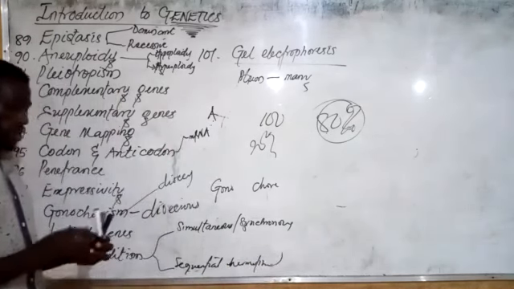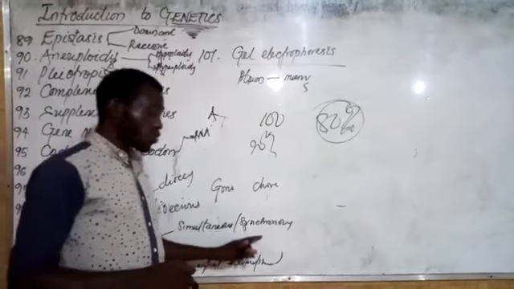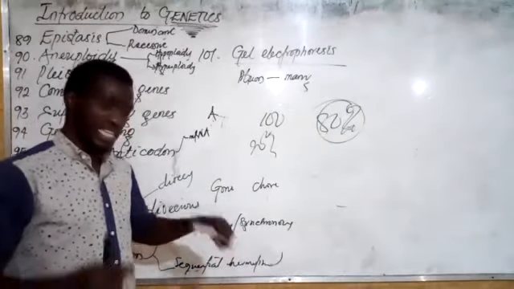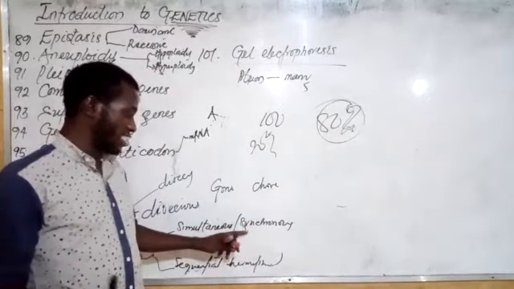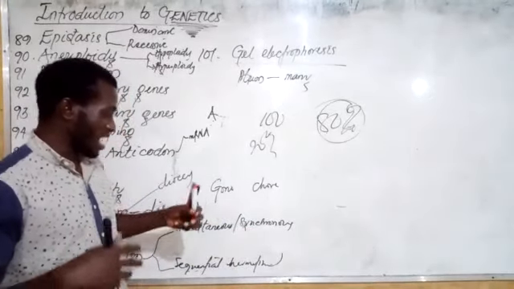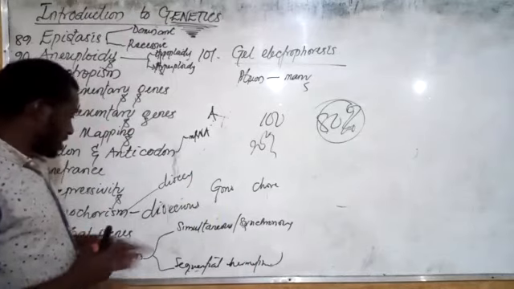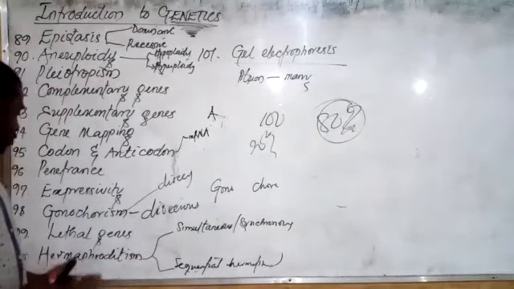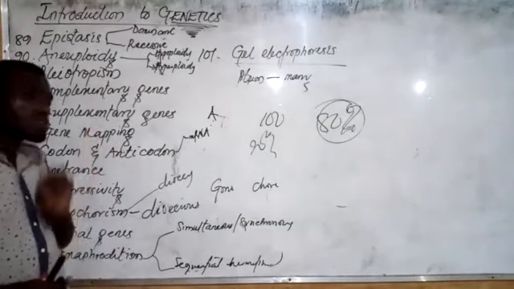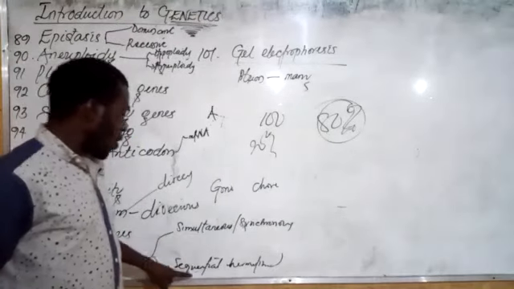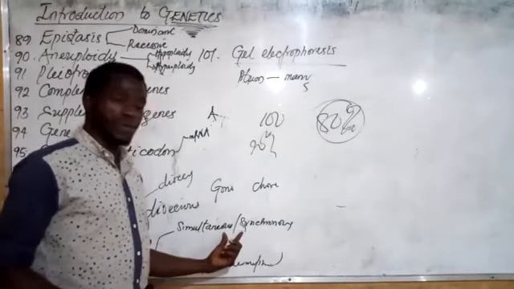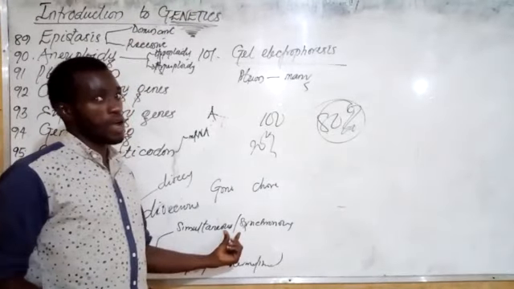Now, simultaneous hermaphroditism, or synchronous hermaphroditism, of course, syn means same, and chronos is talking about time. So it means that the organism possesses both male and female sexual characteristics at the same time. Alright. And this is common with clownfish.